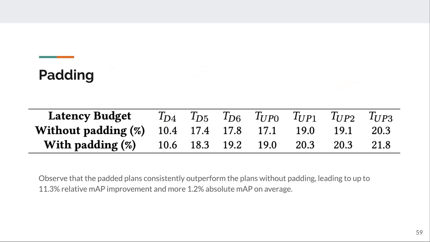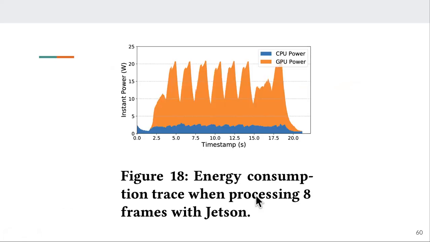And we can see the latency. With pattern, the latency just increased a little bit, but it leads to up to 11.3% relative mAP improvement, and 1.2% absolute mAP on average. And here we see the energy consumption trace when processing frames with Jetson.